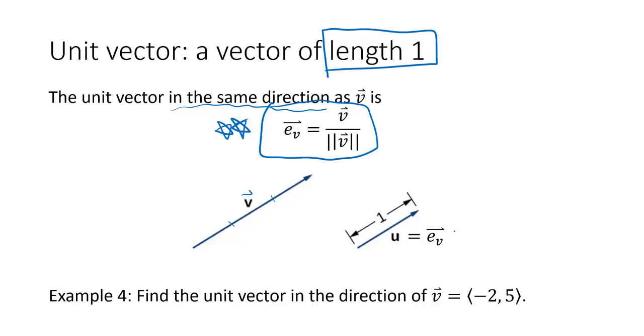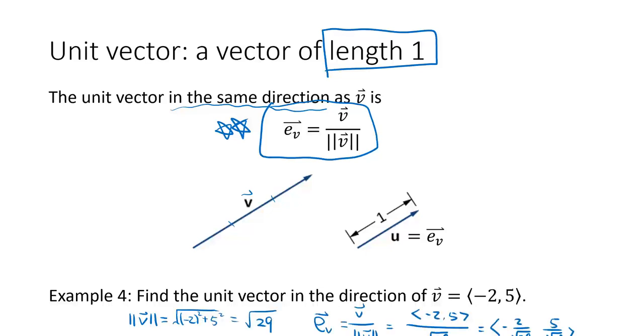So for this example 4, let's find the unit vector in the direction of this vector v, negative 2, 5. This is really simple. All we need to do using our formula is to find the magnitude, then divide the original vector v by it. You can pause the video and work on this by yourself, and then come back and check your answer with mine.